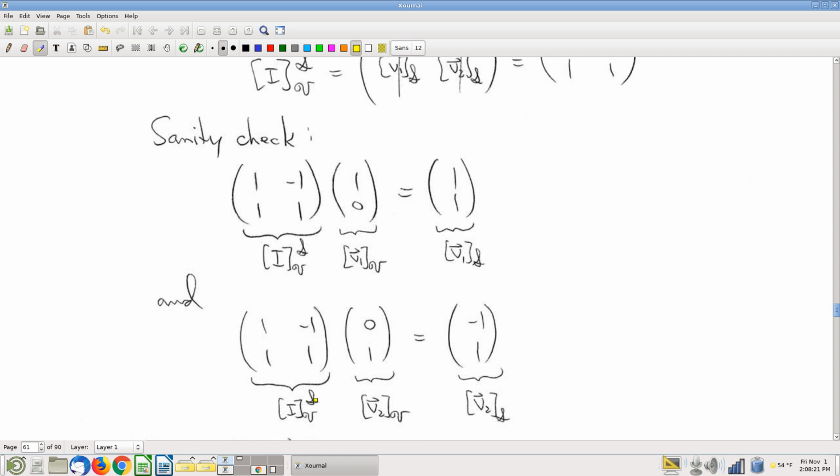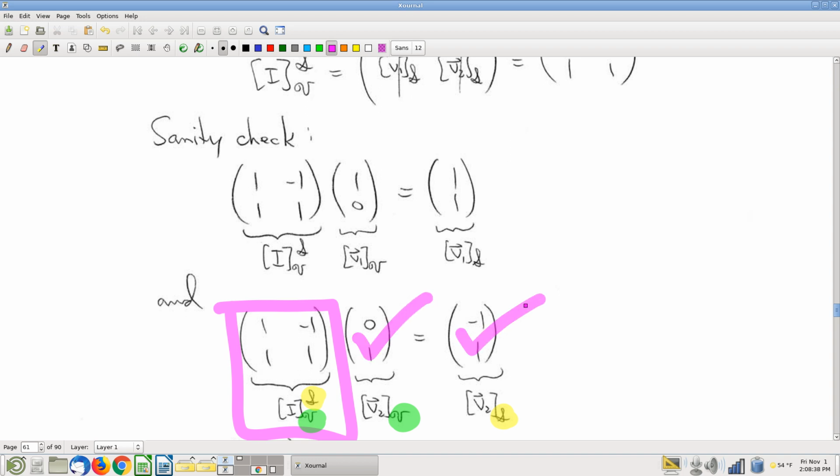Likewise for V2, the same change of basis matrix turns script V coordinates into script S coordinates for V2. Again, this was given and that was given, and the matrix does multiply as it's supposed to.